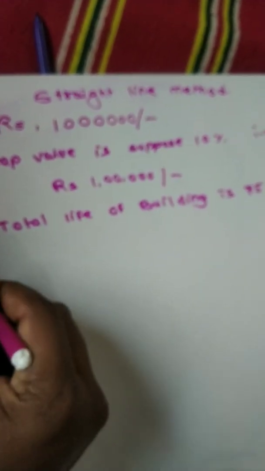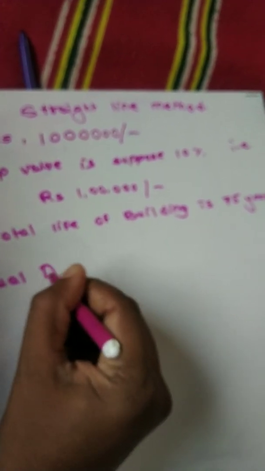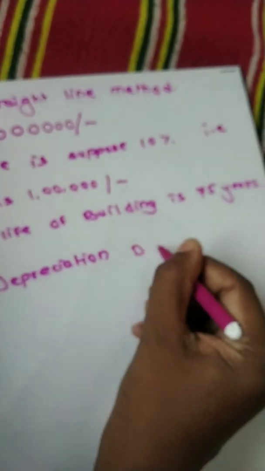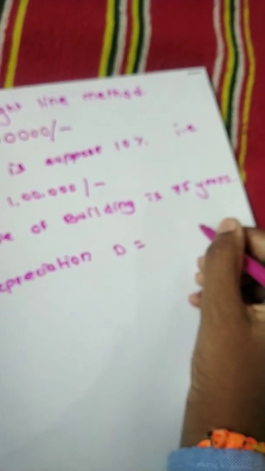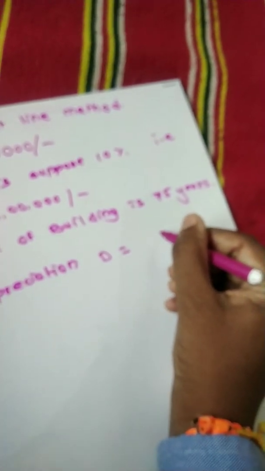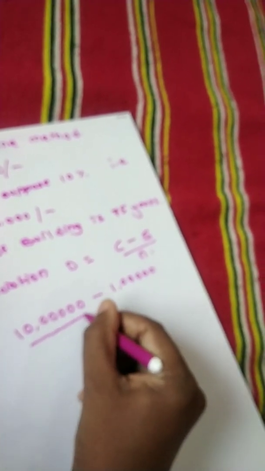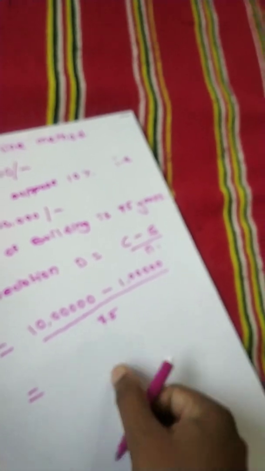Then we simply use the formula: annual depreciation D is equal to original cost minus scrap value divided by life in years, that is equal to 10 lakh minus 1 lakh divided by life in years, that is 75. So how much will the annual depreciation be? Now we are going to calculate it. How do we calculate it? We can use a calculator.